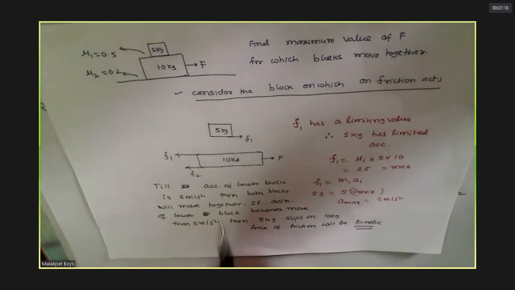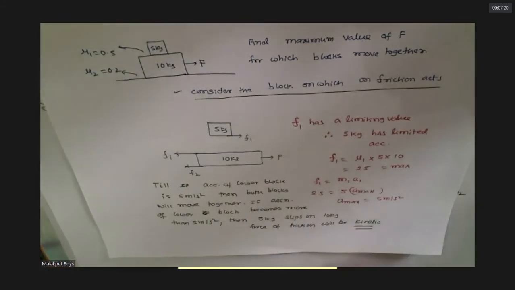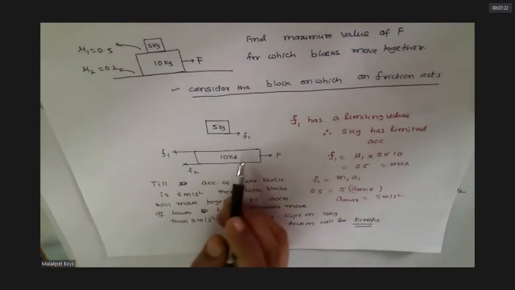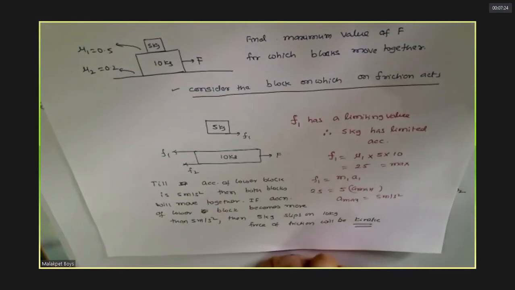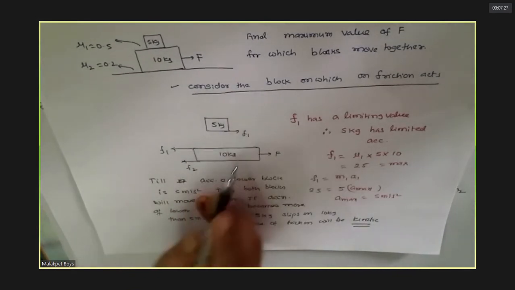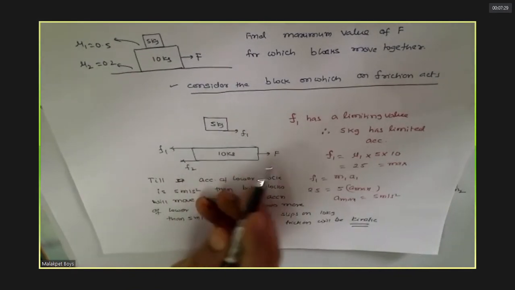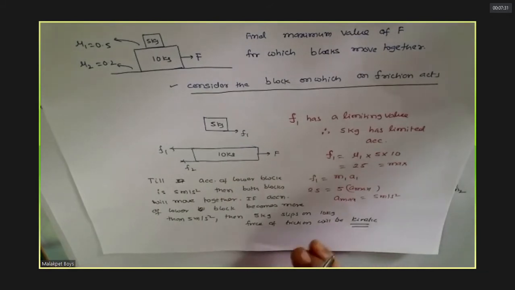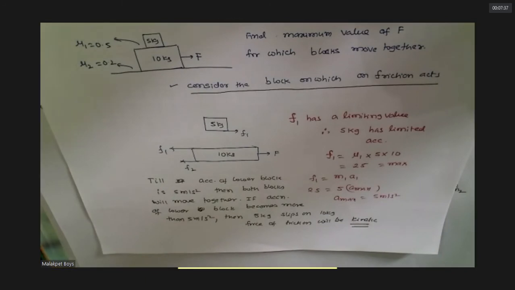So here the lower one may have more than that because of F. But still, they move together only if F has some value. What is that? Till the acceleration is 5 meter per second square. Any doubt till here? No, sir. Shall I turn this? 1 minute.